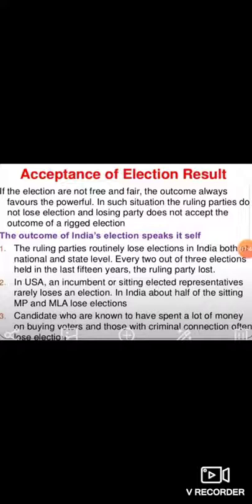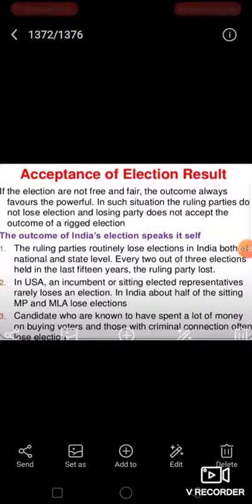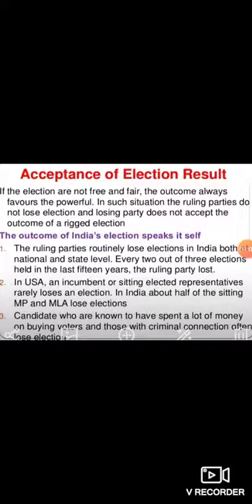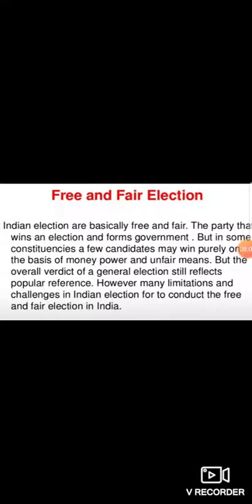Candidates who are known to have spent a lot of money on buying votes and those with known criminal connection often lose election. Barring very few disputed elections, the electoral outcomes are usually accepted as people's verdict by the defeated party. Now, students, challenges to free and fair election.